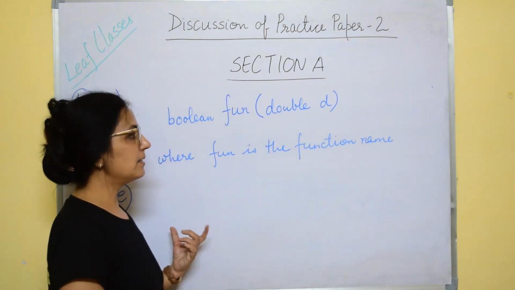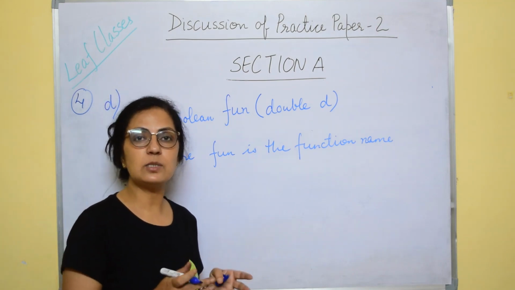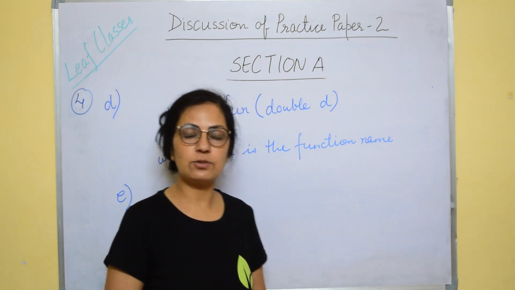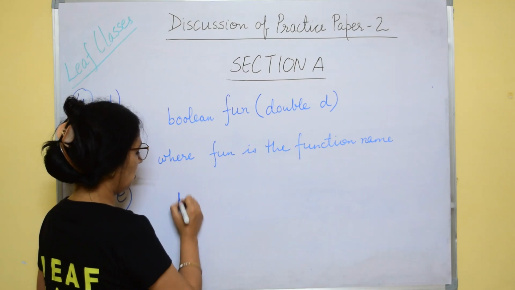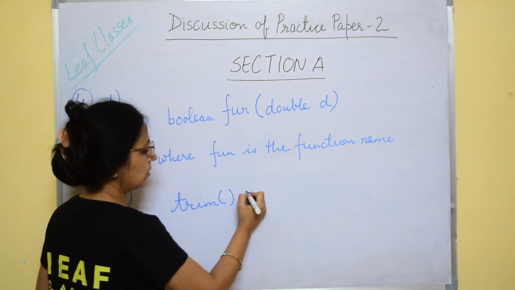The next part is to give the function name that removes the spaces from the prefix and suffix of a string. So we know that trim function is used to remove the leading and trailing spaces. So you can write trim function.